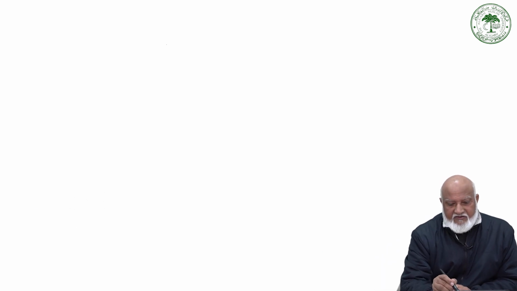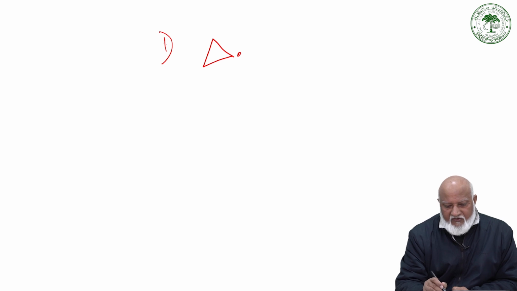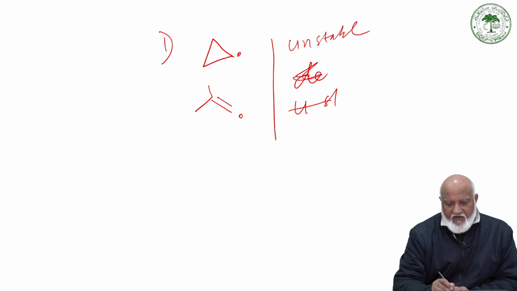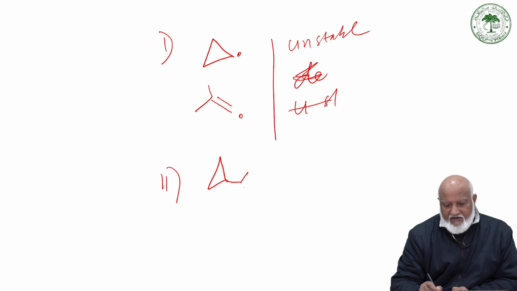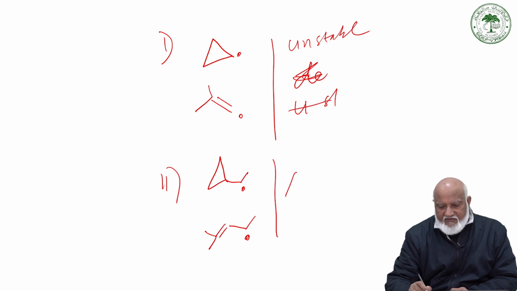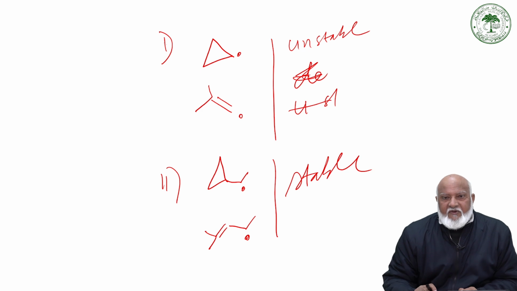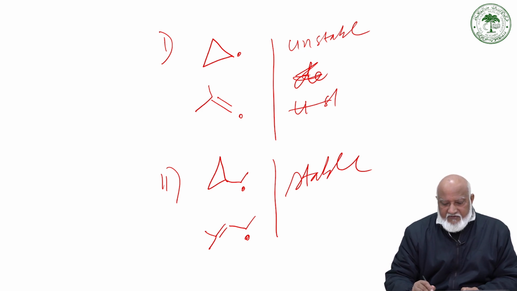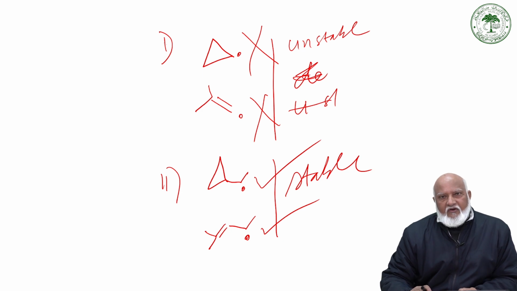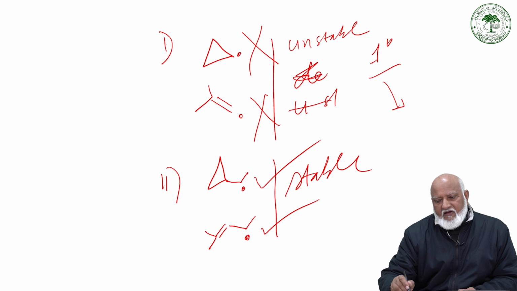So just to summarize what we have seen here, number one, if we generate a radical on the cyclopropane ring, or if we generate a radical on the double bond, it is unstable, whereas in the other case, a radical adjacent to a cyclopropane ring is stable, and a radical adjacent to a double bond is stable. So these are very important aspects in order to proceed with the first step. This is going to form, this is going to form, this is not going to form, this is not going to form. So hence the other bond will cleave, where it is going to give you a primary radical, and this will lead to the further product.